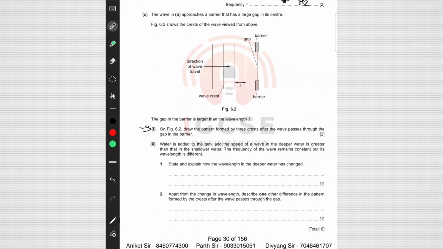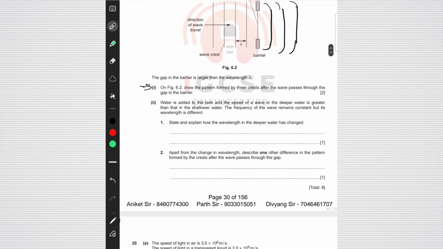Then let's skip all the text and read this. On figure 6.2, draw a pattern formed by 3 crests after the wave passes through the gap in the barrier, right? I will draw this and then show a little bit of bending because the gap is much larger than the wavelength. Water is added to the tank and the speed of the wave in the deeper water is greater than in the shallow water. The frequency of the wave remains constant, but its wavelength is different.